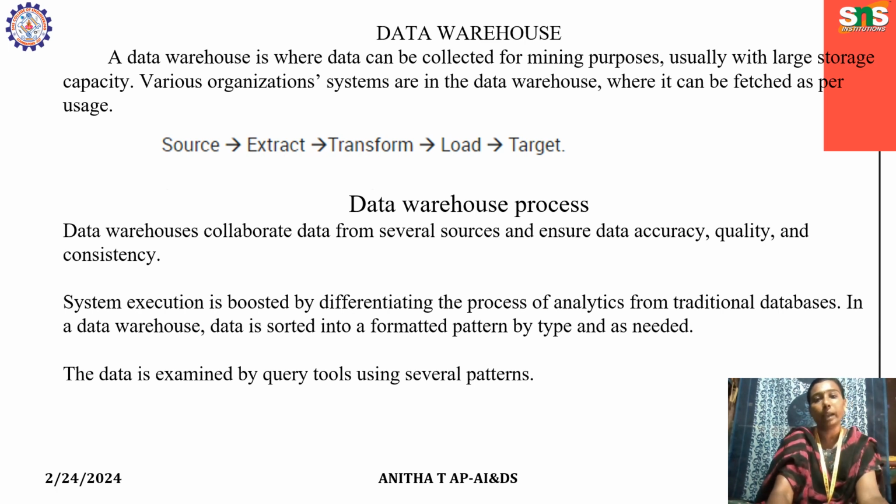Next, coming to the data warehouse. A data warehouse is where data can be collected for mining purposes, usually with large storage capacity. Various organizational systems are in the data warehouse where data can be fetched as per usage. Source, extract, transform, load, target. This is the process of data warehousing. Data warehousing collaborates data from several sources and ensures data accuracy, quality, and consistency. System execution is boosted by differentiating the process of analytics from traditional databases. In a data warehouse, data is sorted into formatted patterns by types and as needed. The data is examined by query tools using several patterns.